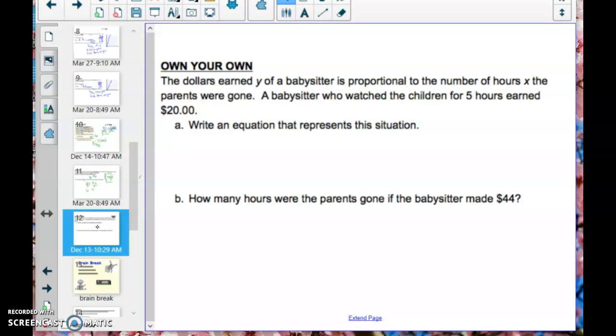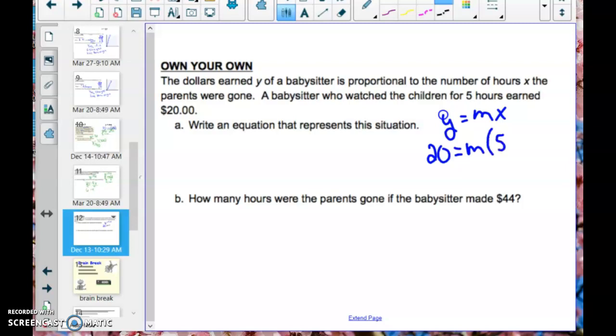All right, to check this one again, I want to write the equation here. So they give me a y is $20, because it's $20 for y. We don't have my m, but I know that I babysat for 5 hours. So I would divide by 5 on both sides, which means my m is equal to 4, which gives me the equation y equals 4x, and that means you're getting paid $4 per hour to babysit.